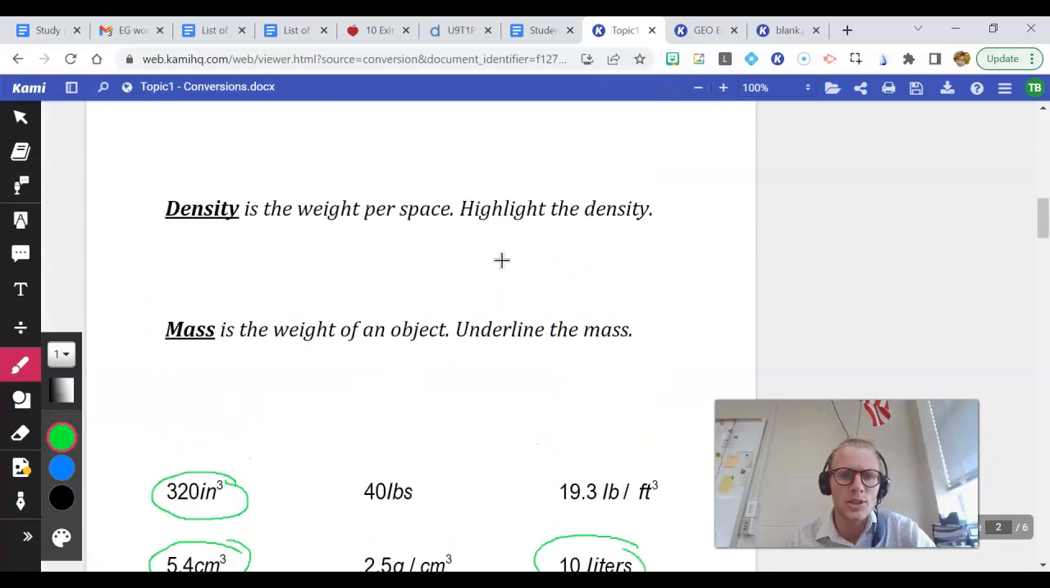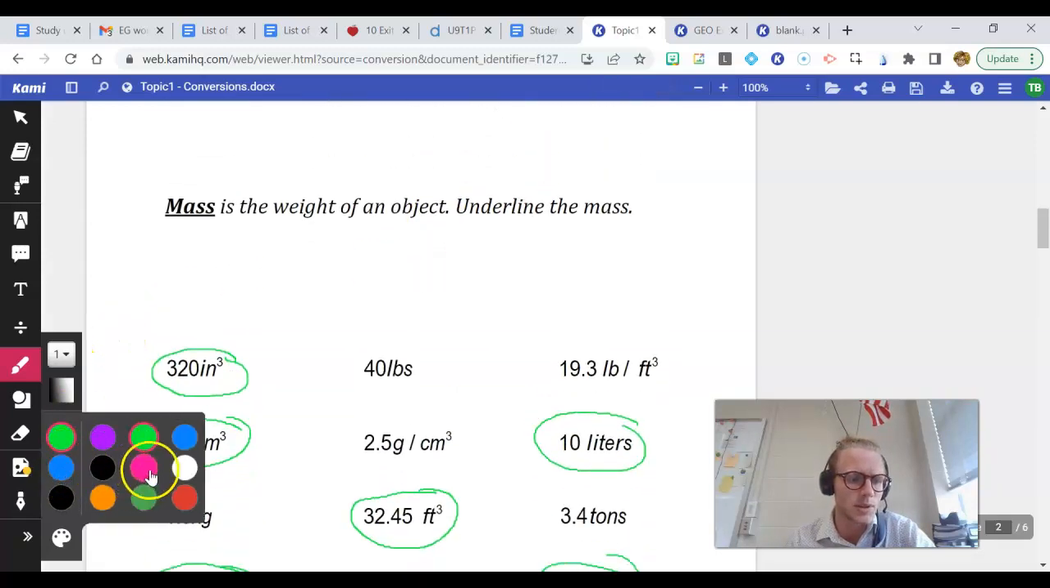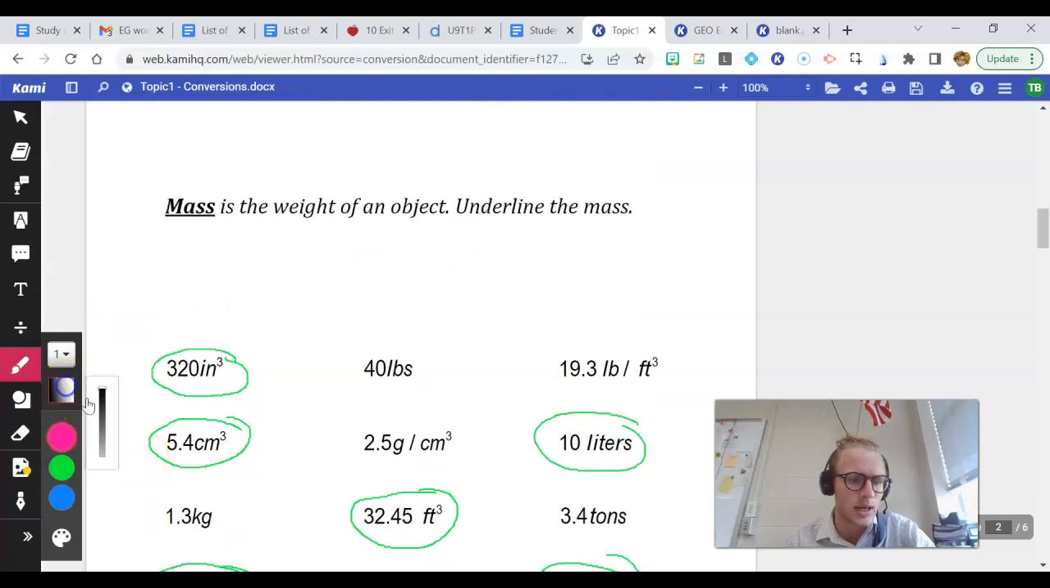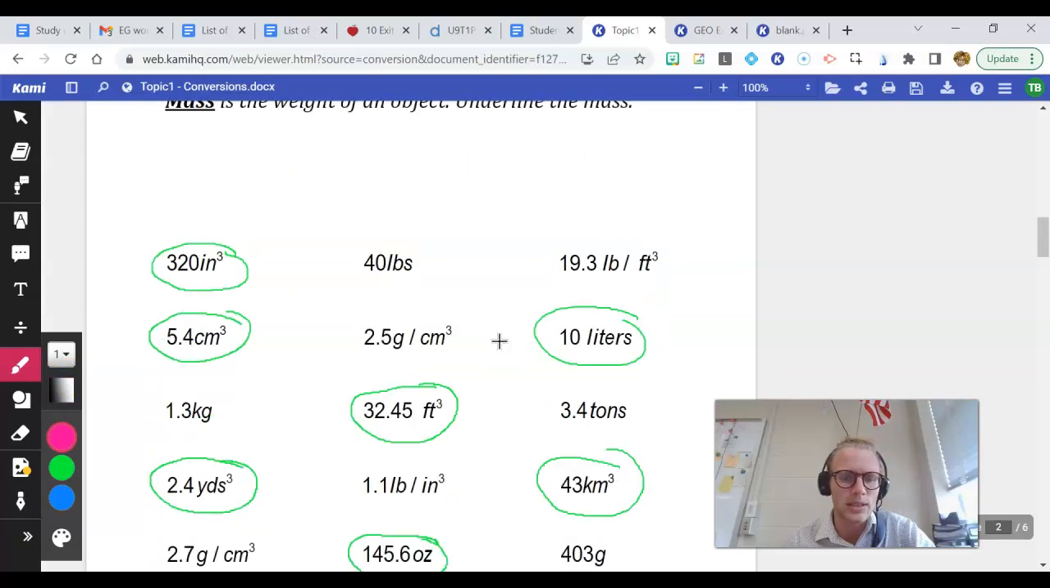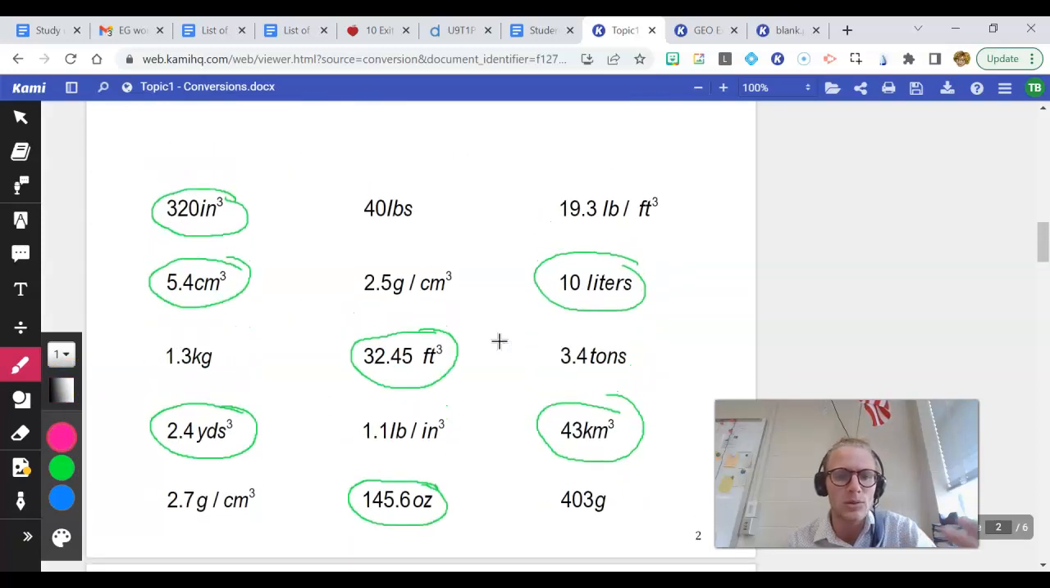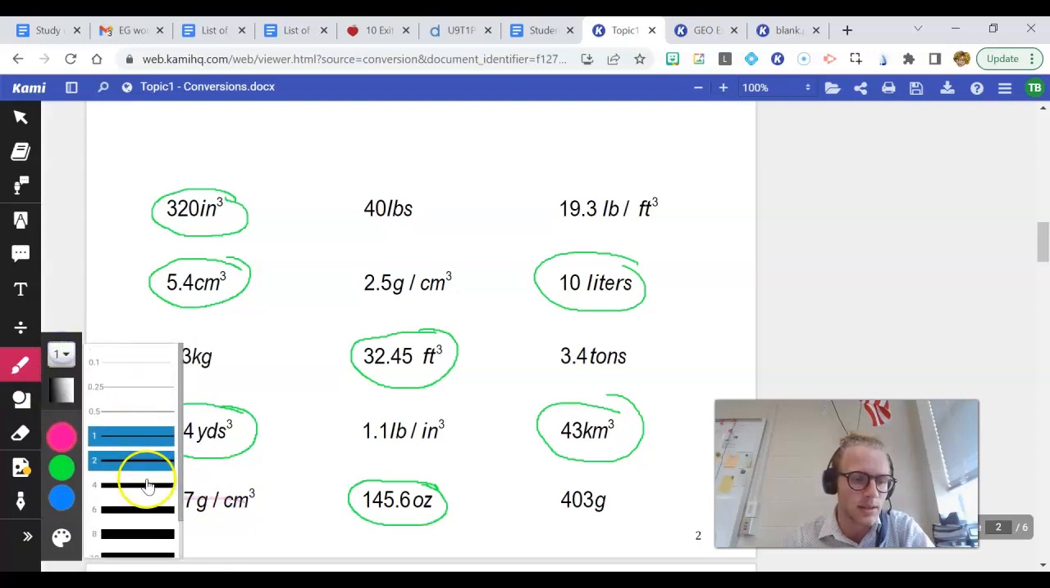Let's go on then to density. So I'm going to highlight density. Going to choose a nice hot pink color here. And we are going to highlight density. So remember, density is the amount of weight per a certain amount of space. So here we can see that there are 2.7 grams for every cubic centimeter. So if you imagine a little cube that's a centimeter by centimeter by centimeter, that cube would be 2.7 grams. So that, let me turn my thickness up.